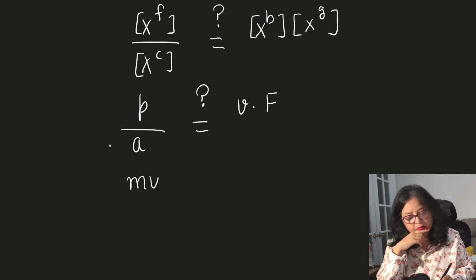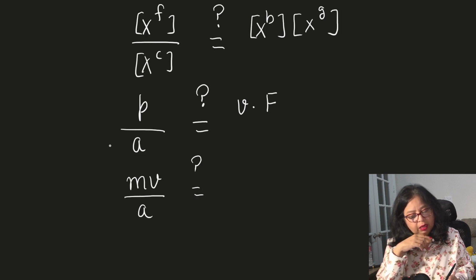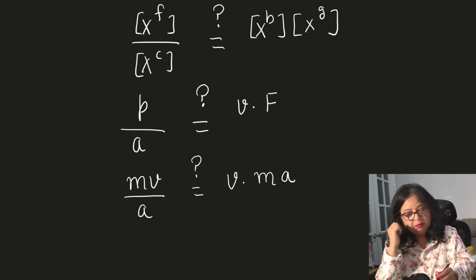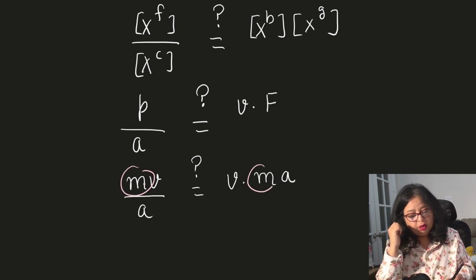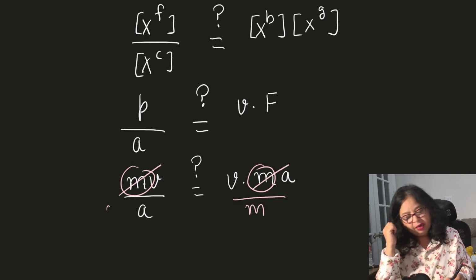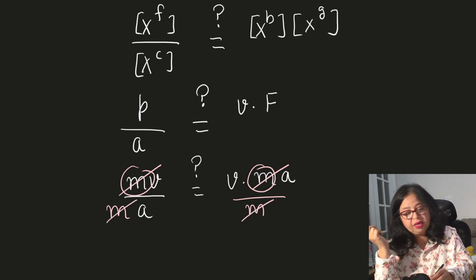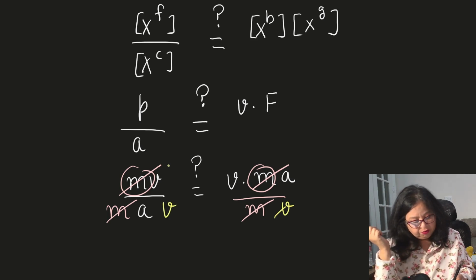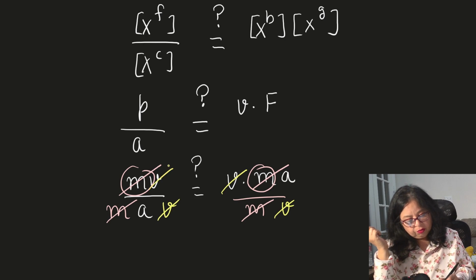Okay. Now let's see what can we do with this. P is mass times velocity divided by a. Is this equal to v times force? Force is mass times acceleration. Now if you look at this, we have mass on each side. So mass cancels out. In other words, if I divide both sides by m, mass will cancel out. Similarly, v is on both sides. So I'm going to divide both sides by v. This will cancel out our v's.